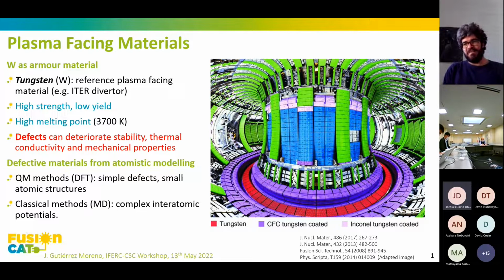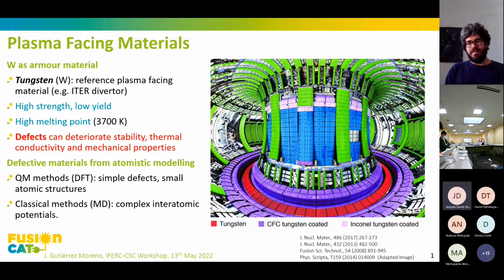Typically, when we model materials at atomic scale and we want to see defects, we base our simulations on two different models or scales of approximation. First of all, there are quantum mechanical methods, which are the most fundamental ones. They are very accurate, but they are also expensive. That is the reason why we can only simulate very small systems, and we can only model very small defects in those systems, due to the size and the high computational cost.